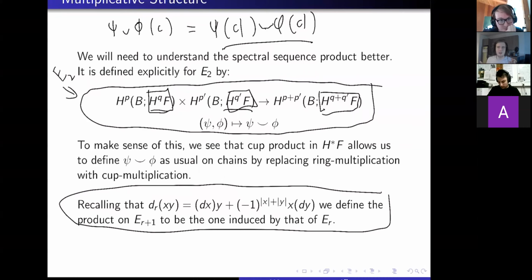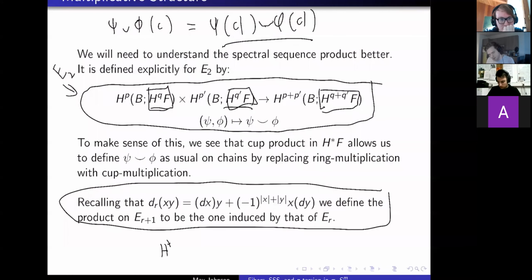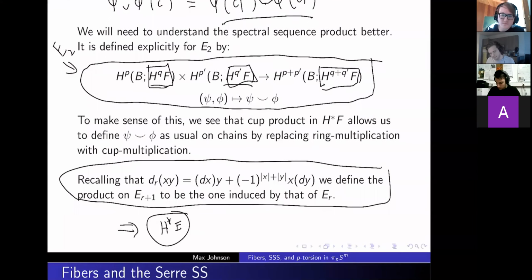And the last thing I didn't say out loud, but was on the previous slide, is that this multiplicative spectral sequence converges to the multiplicative structure on H^*(E). Oh, I guess I didn't say that at all. This spectral sequence converges to H^*(E). So what we're doing is trying to compute the cohomology of the total space, in fact the cohomology ring of the total space, using the cohomology of the base and the fiber.